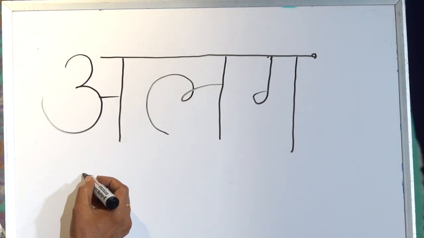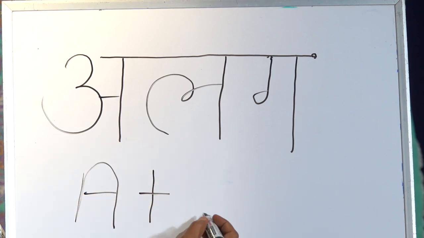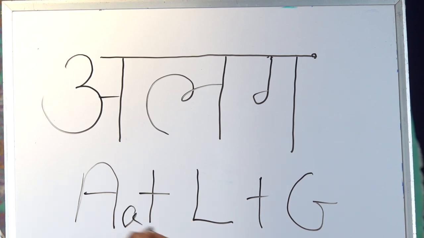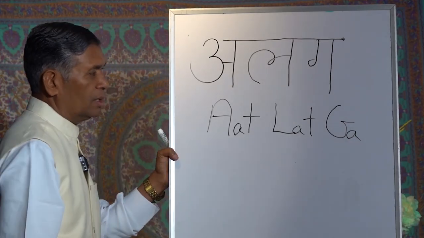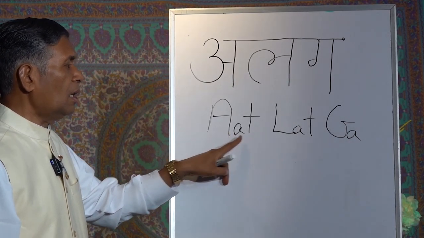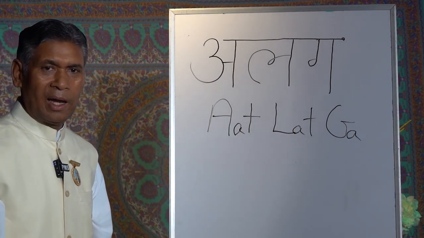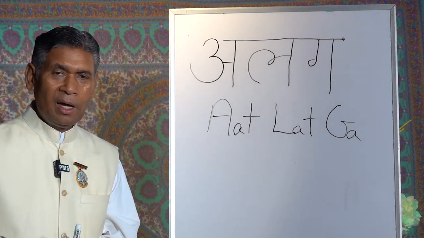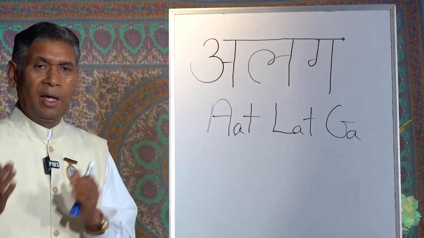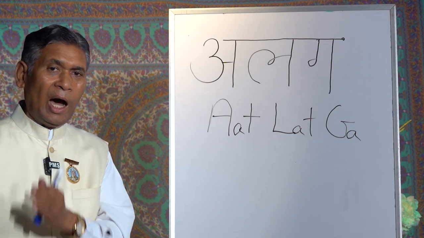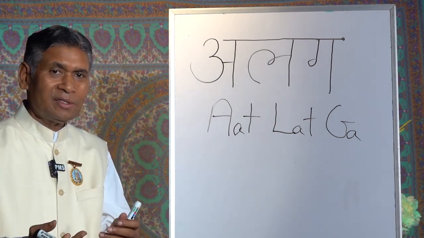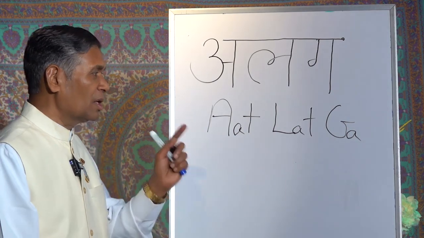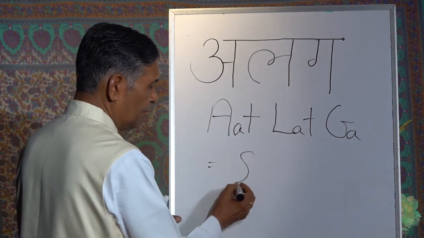So first is A. Second is La. And third is Ga. But according to Hindi, this is A plus La and Ga. Alag, alag. Alag means separate. As Baba says in Murli, Bhakti and Gyan, dono alag, alag hain. Gyan and Bhakti, both are separate. To emphasize, there are two times alag, alag, but the main meaning is the same, separate. So Gyan and Bhakti alag. So alag means separate.